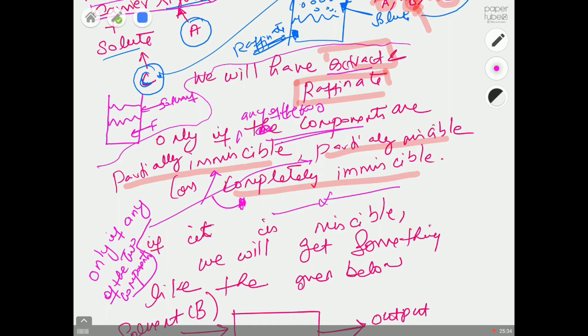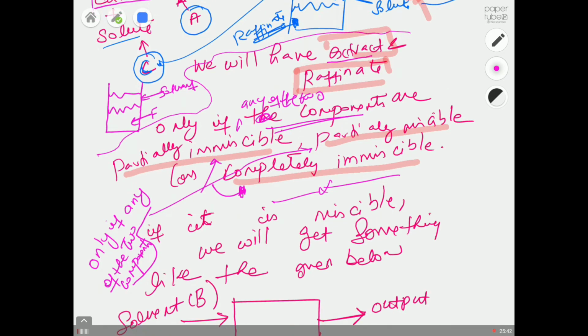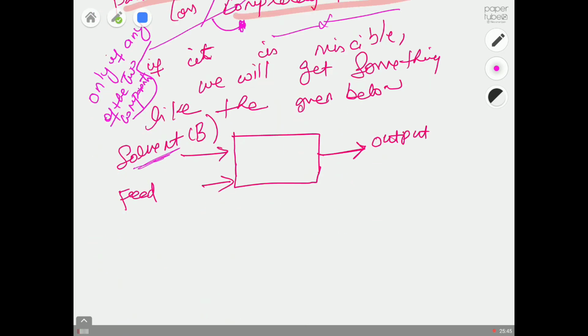Imagine you add a feed solution that contains your solute and your carrier liquid, and then you add solvent. If everything is miscible, what will happen at the end? You won't have extract or raffinate. All we will get is one output, and that output will contain everything, A plus B plus C, and there won't be any clear separation, so it's difficult to separate one from another.